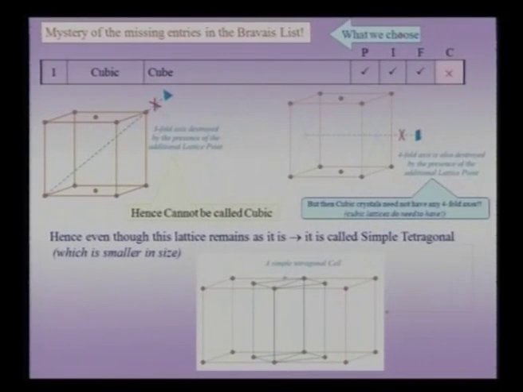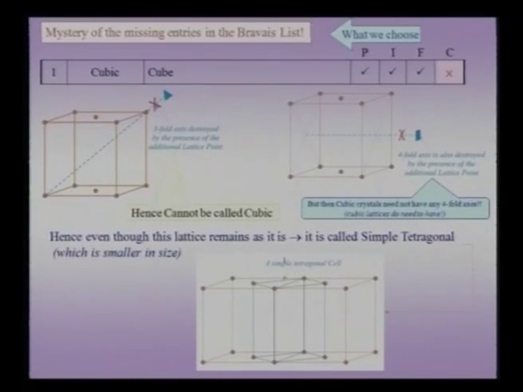Now, the question is: where do we place this, that means what do we choose? The question we are asking is what is the preferred lattice we choose for this, or the preferred unit cell which will go on to describe the lattice. The one we choose is shown in the figure at the bottom, and that is a simple tetragonal cell.